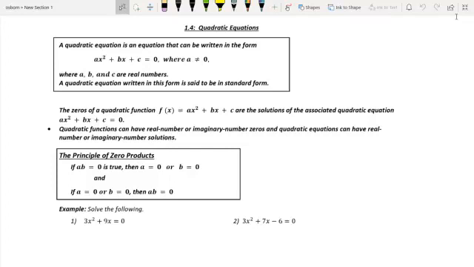In this video, we're going to talk about quadratic equations. A quadratic equation is an equation that can be written in the form ax squared plus bx plus c equals 0, where a is not equal to 0, and where a, b, and c are real numbers. A quadratic equation written in this form is said to be in standard form.